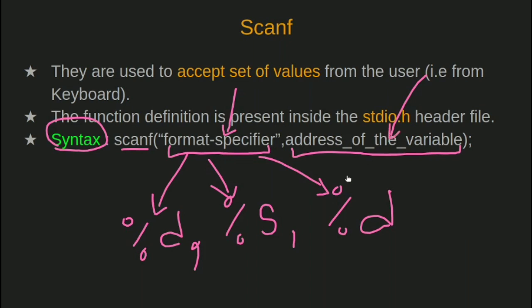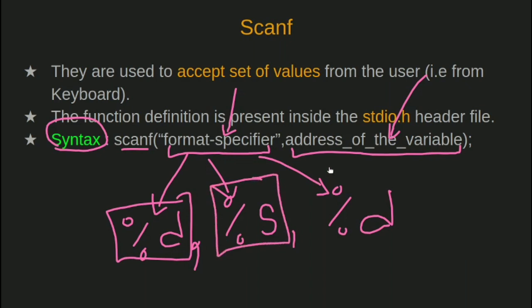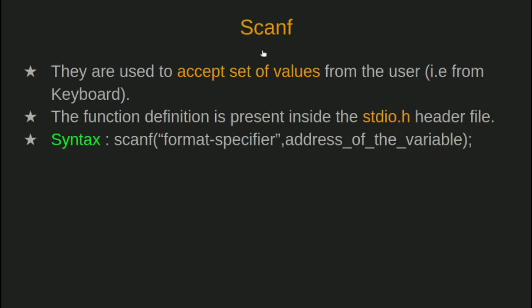So if the data type of the variable is an integer, we make use of %d. Similarly, if the data type of the variable is a string, then we make use of %s, and if it is a double data type, then we make use of %lf. Also pay close attention to how the format specifier is within the double quotation marks. Having said that, let us now look at the scanf function in action.